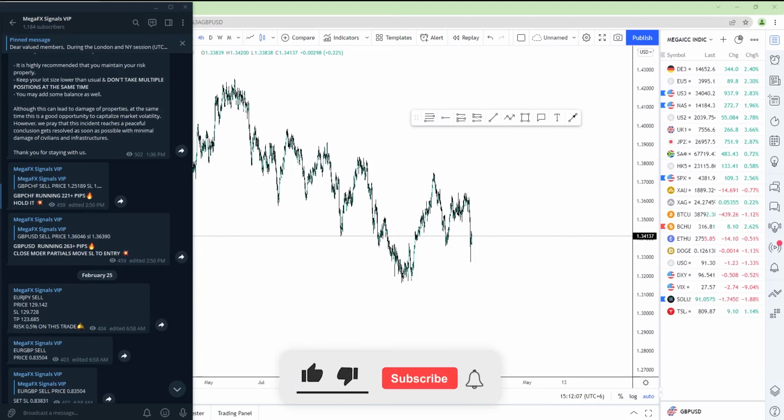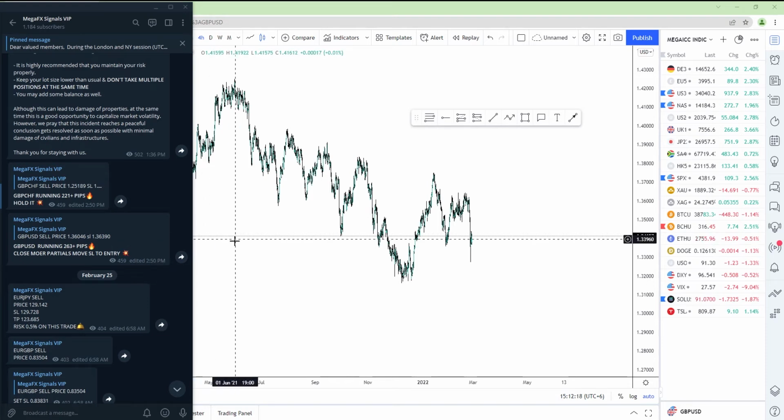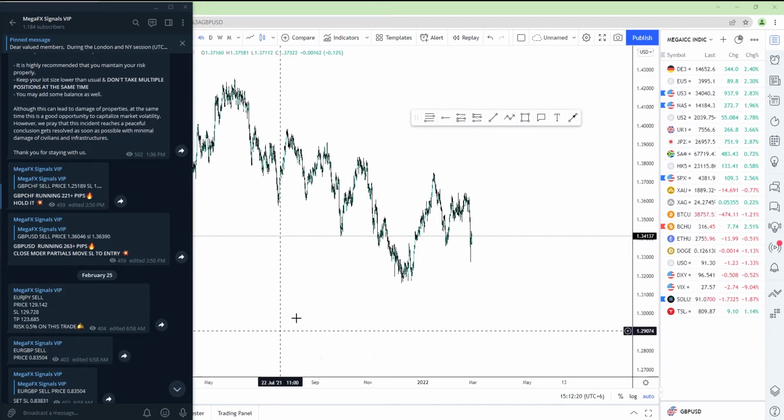So hello and welcome guys to another trade recap of GBPUSD. This trade right over here with 263 plus pips. So yeah, let's get into the charts now.